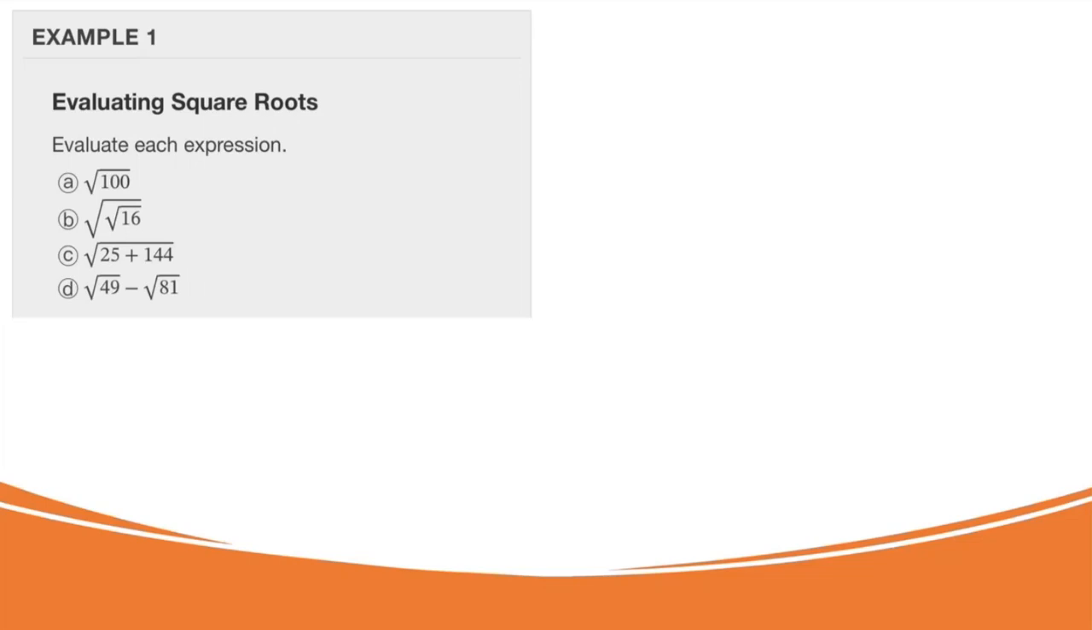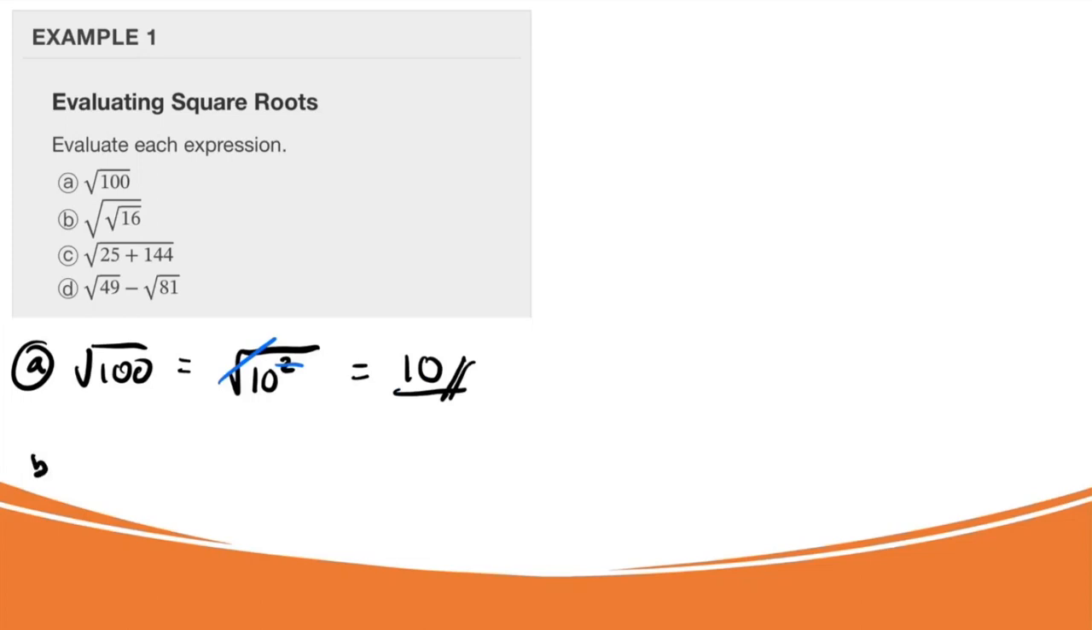So let's look at example one. Evaluating square roots. We're asked to evaluate each expression. Okay, this is simple enough. For instance, let's work on part A here. The square root of 100, right? Well, 100 is a perfect square, right? So 100 is what? 10 squared, right? So the square root symbol cancels the squared symbol. So this symbol cancels this symbol, essentially. We really should put an absolute value, but for right now, we're just going to go with this. So then this leaves us with 10, okay?